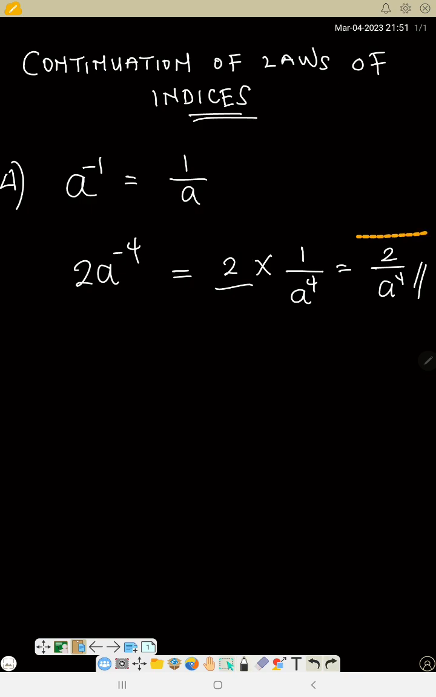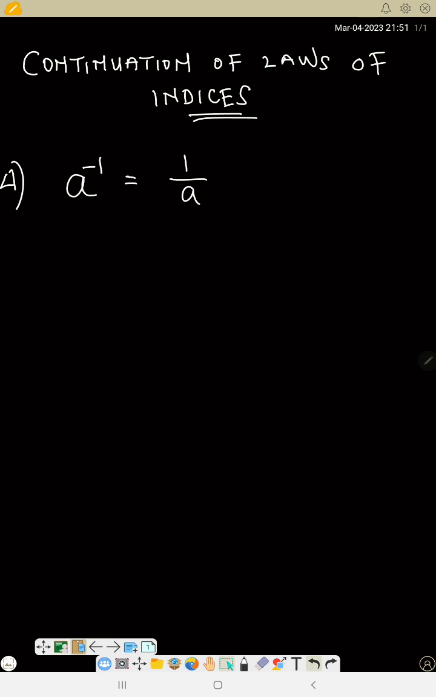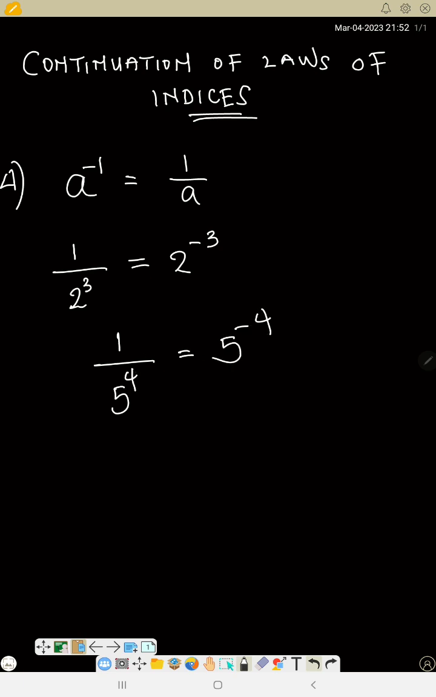Now if I have the reverse form of this law, 1 over 2 raised to power 3 will become what? Because it's 1 over, you have it on top, so that will be 2 raised to power minus 3. You just write this and put minus. Anytime you have something like that, 1 over 5 raised to power 4, this will become 5 raised to power minus 4. So learn how to move from left to right. That is the general law.